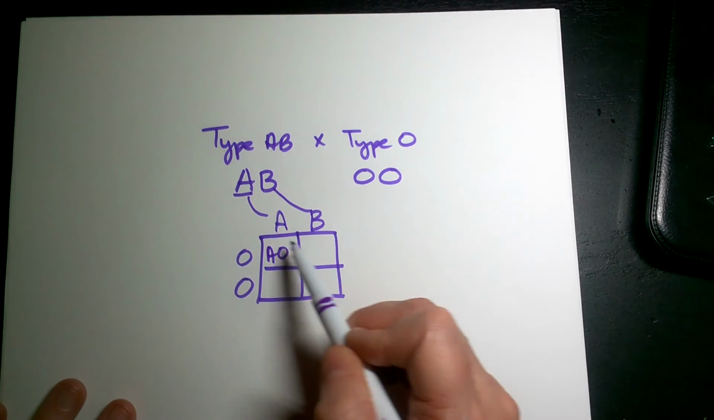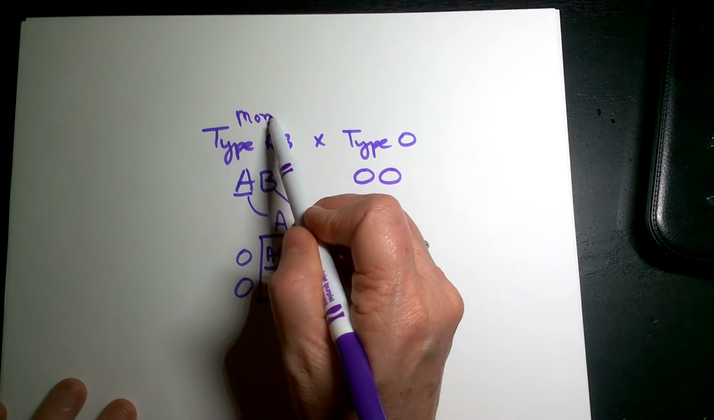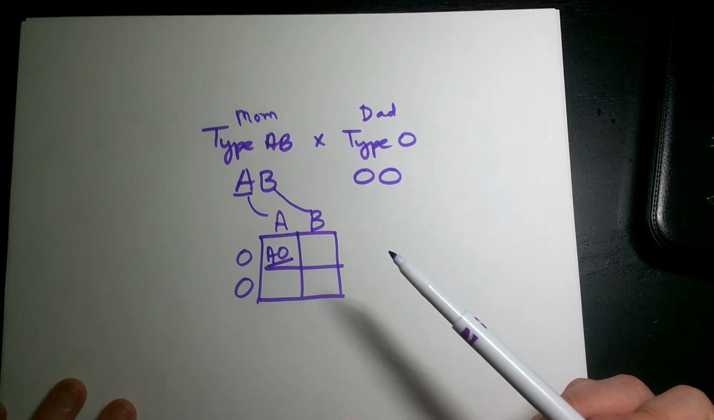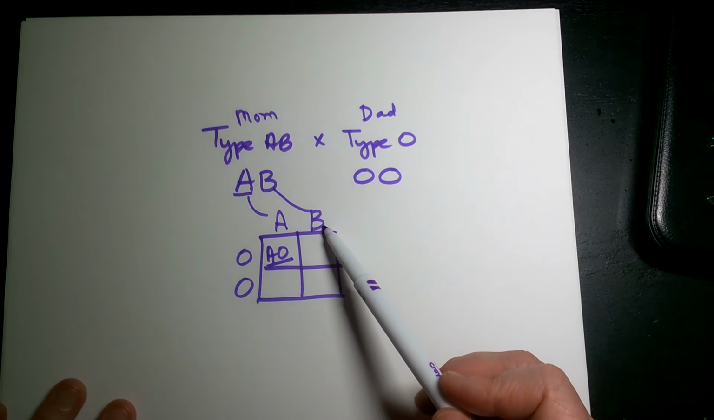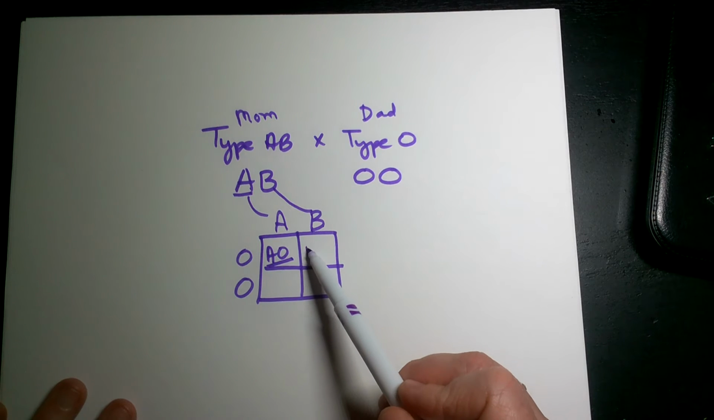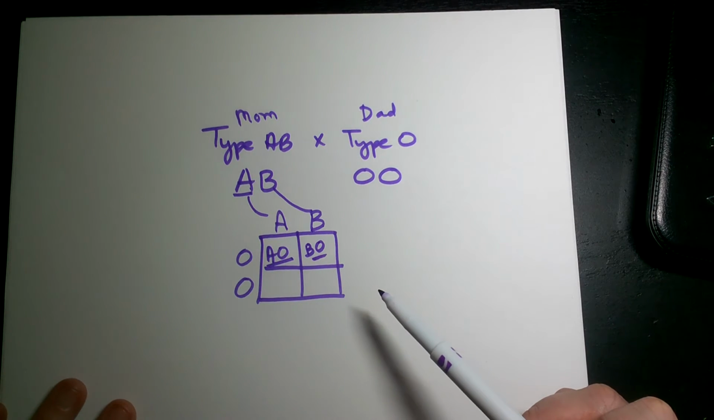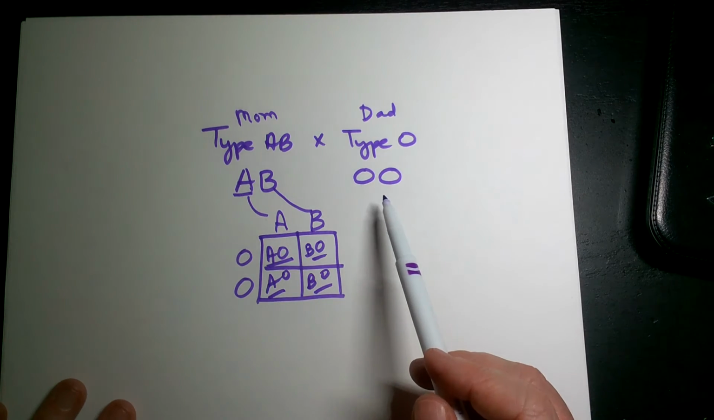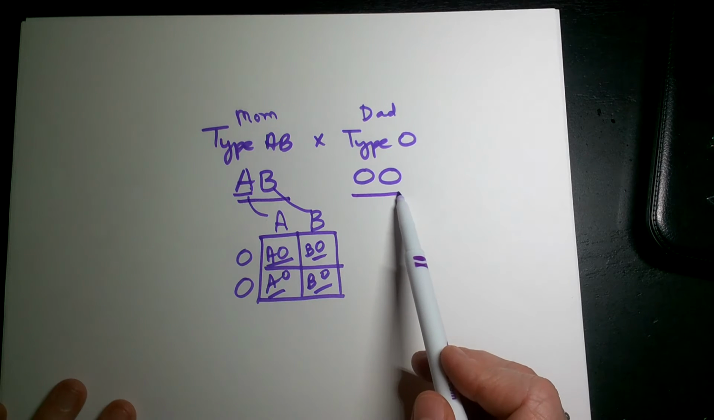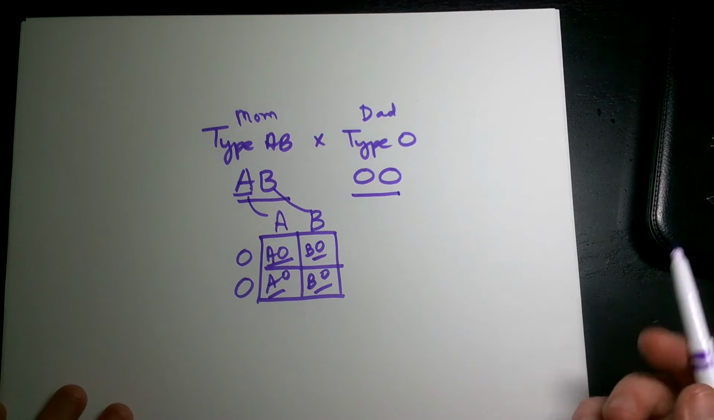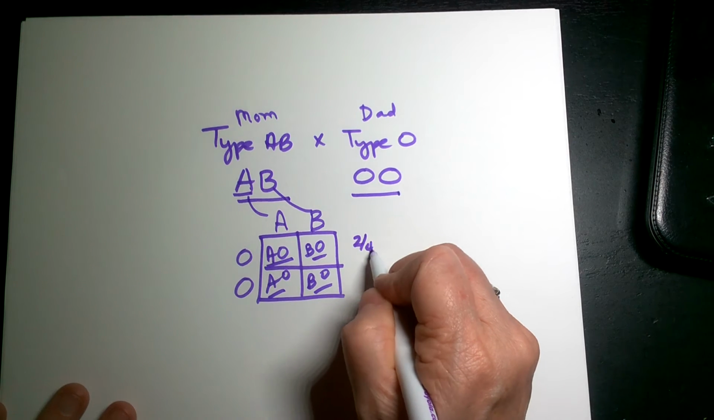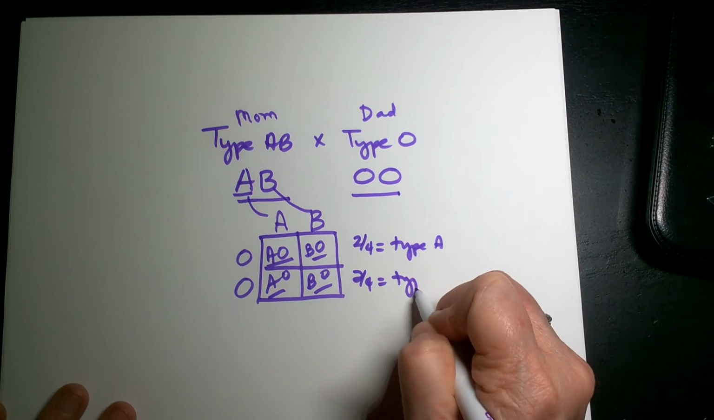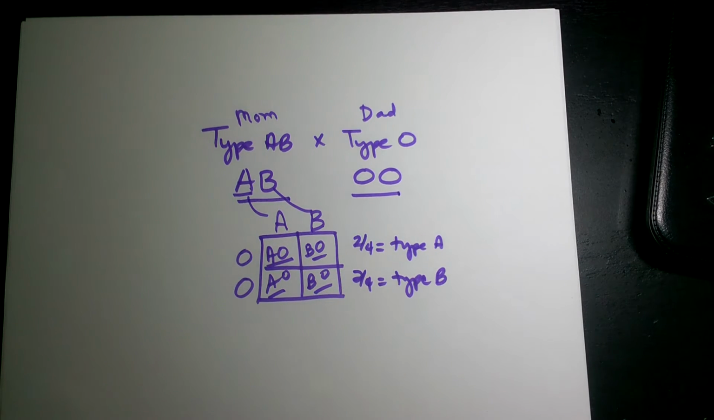We'll say this is mom, and then we'll make this dad. So when the egg has the A and the sperm has the O, that baby is type A blood. When the egg has the B and the sperm has the O, that baby's going to be type B blood. And then same here and same here. So this is a situation where an AB parent with an O parent has babies whose blood types don't match. So it's a 2 out of 4 chance of type A blood and a 2 out of 4 chance of type B blood, okay, or 50%.